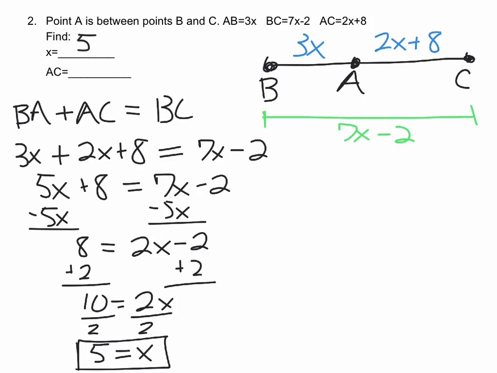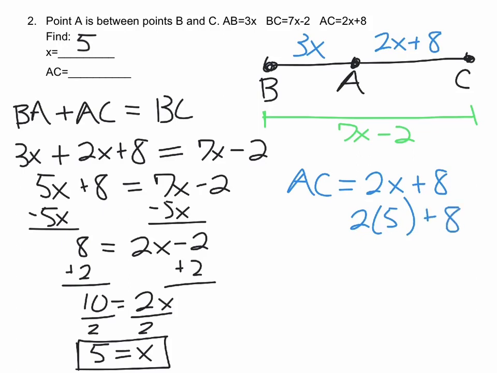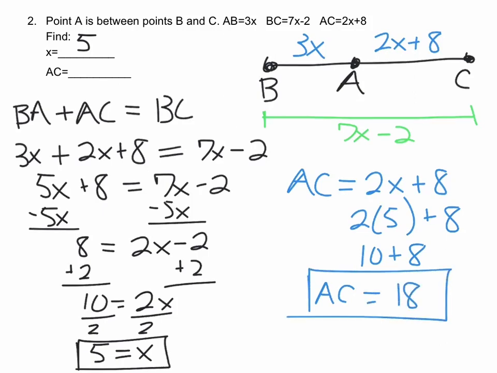The next thing they ask is to find AC. Well, they told us at the beginning that AC equals 2x plus 8. And now that I know what x is, again, it's just algebra. I'm going to substitute 5 in for x and then just solve from there. 2 times 5 is 10, and then we're going to have plus 8. So that tells us that AC equals 18. And that's it.